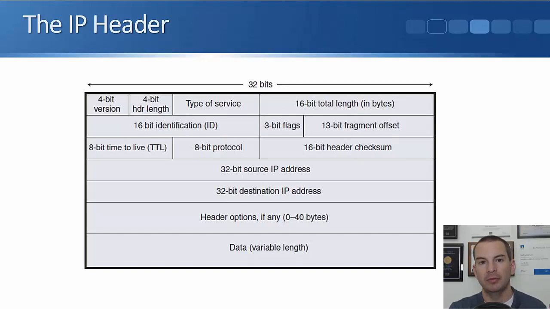We then have the type of service byte. This is used for quality of service information. So we can put a marking on the packet to specify what kind of traffic this is. And on our routers later, we can take an action based on that marking to give it better service if we need to, for example, for our voice over IP traffic. We then have the 16-bit total length of the packet.